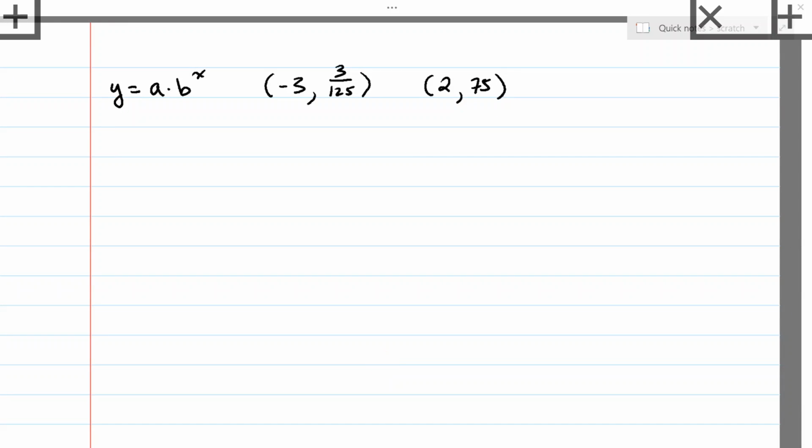In this problem, we want to find the exponential function, so a function of this form, that passes through these two given points. First of all, these are the x and y coordinates of the two points.